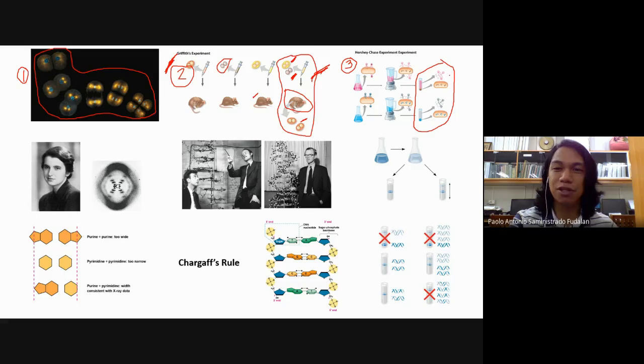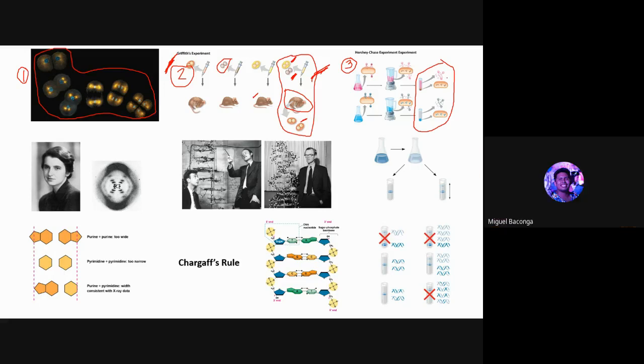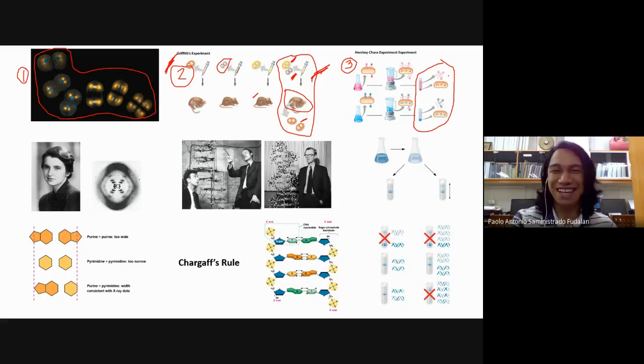Unsa may gihimo ni Hershey and Chase sa protein coat? What label did they use? Is it sulfur or nitrogen? Sulfur, sir. Okay, so sulfur, a radioactive sulfur or an isotope of sulfur. So they labeled the protein coat of the bacteriophage with radioactive sulfur.